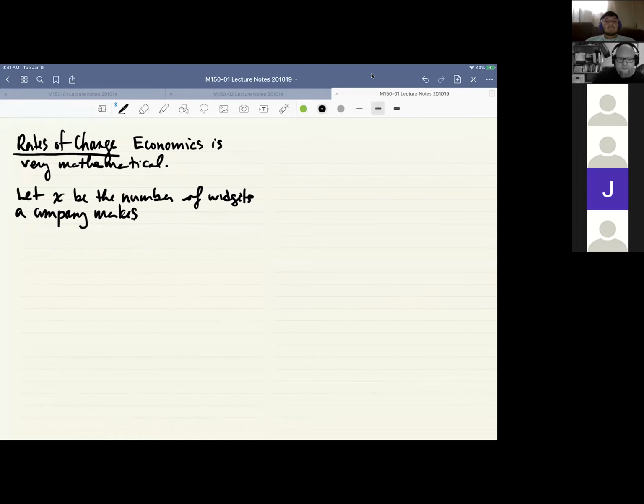So let X be the number of widgets a company makes. That's just going to be a count. The unit on X is just widgets. And let the function C of X be the cost of manufacturing X widgets.